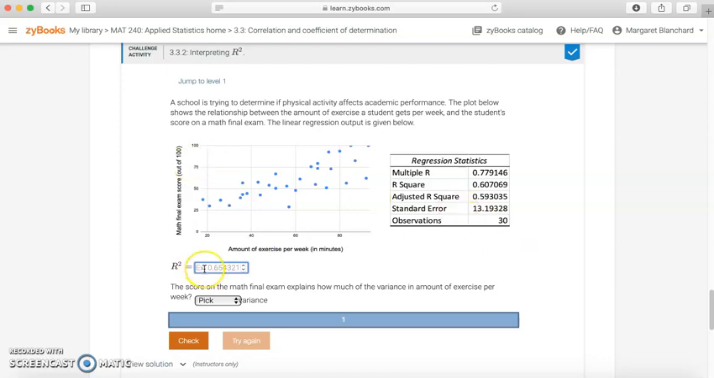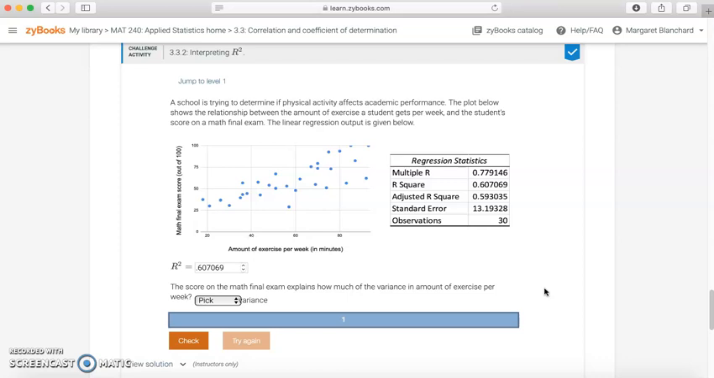So we need to just find our R squared, which is pretty easy. It says R squared, from the results. So we're going to type in 0.607069. So it says the score on the math final exam explains how much of the variance in amount of exercise per week.